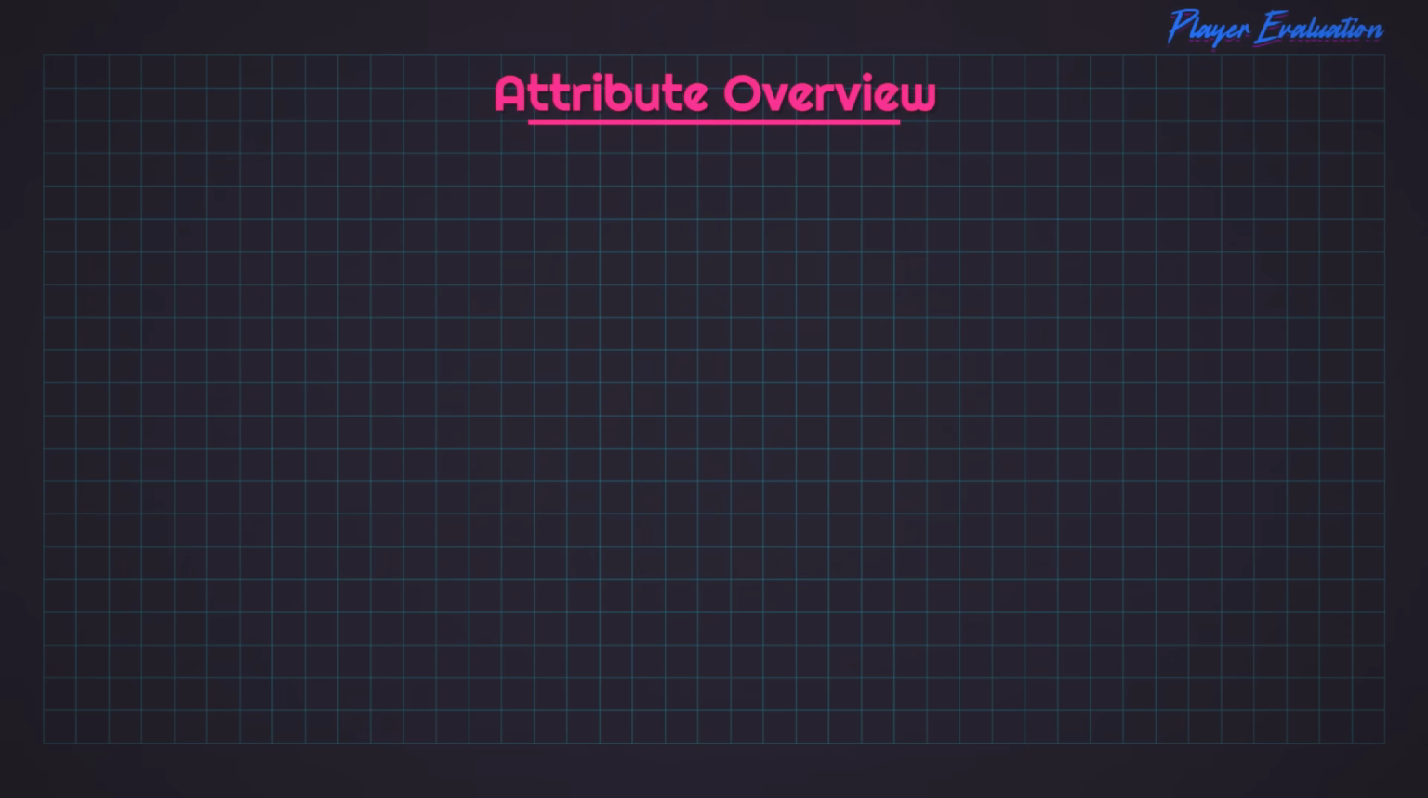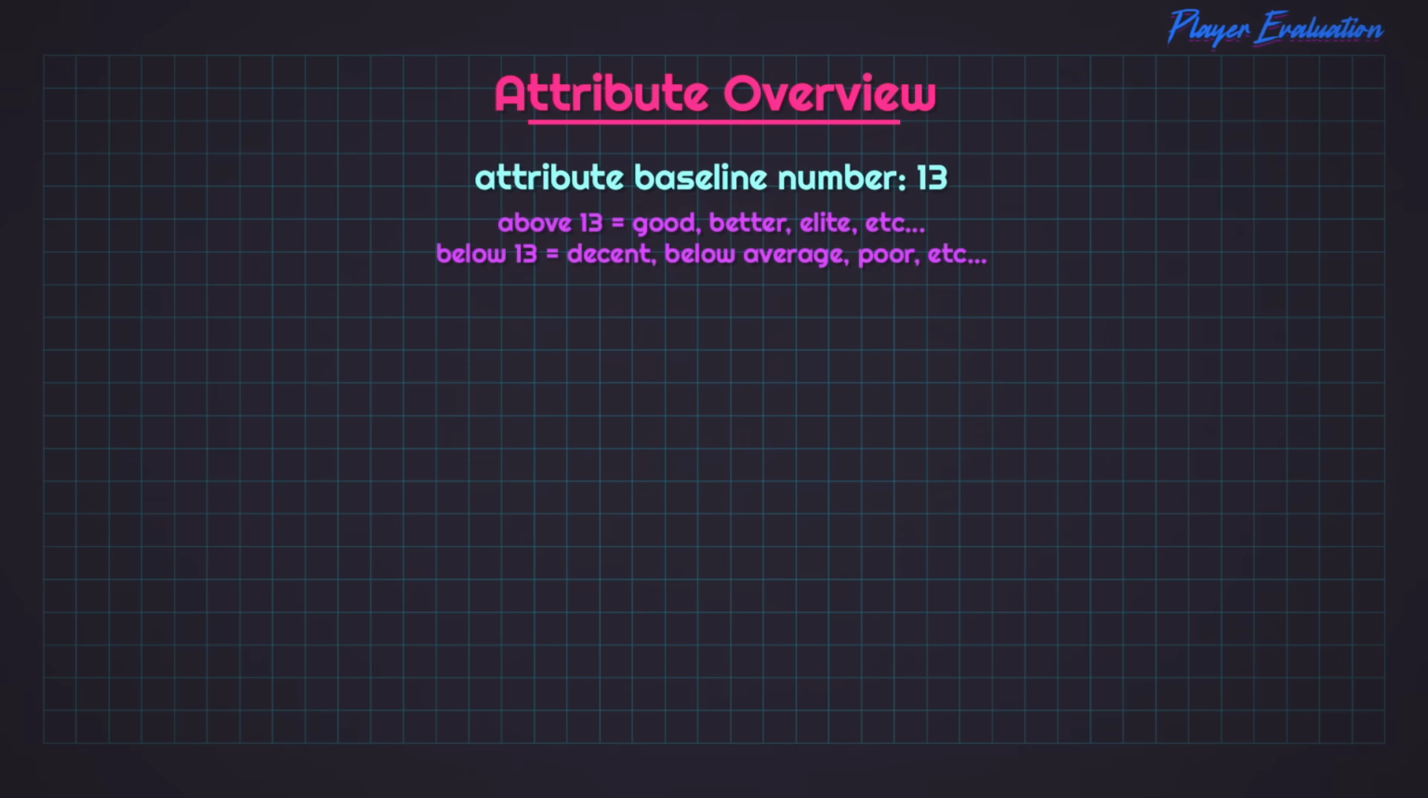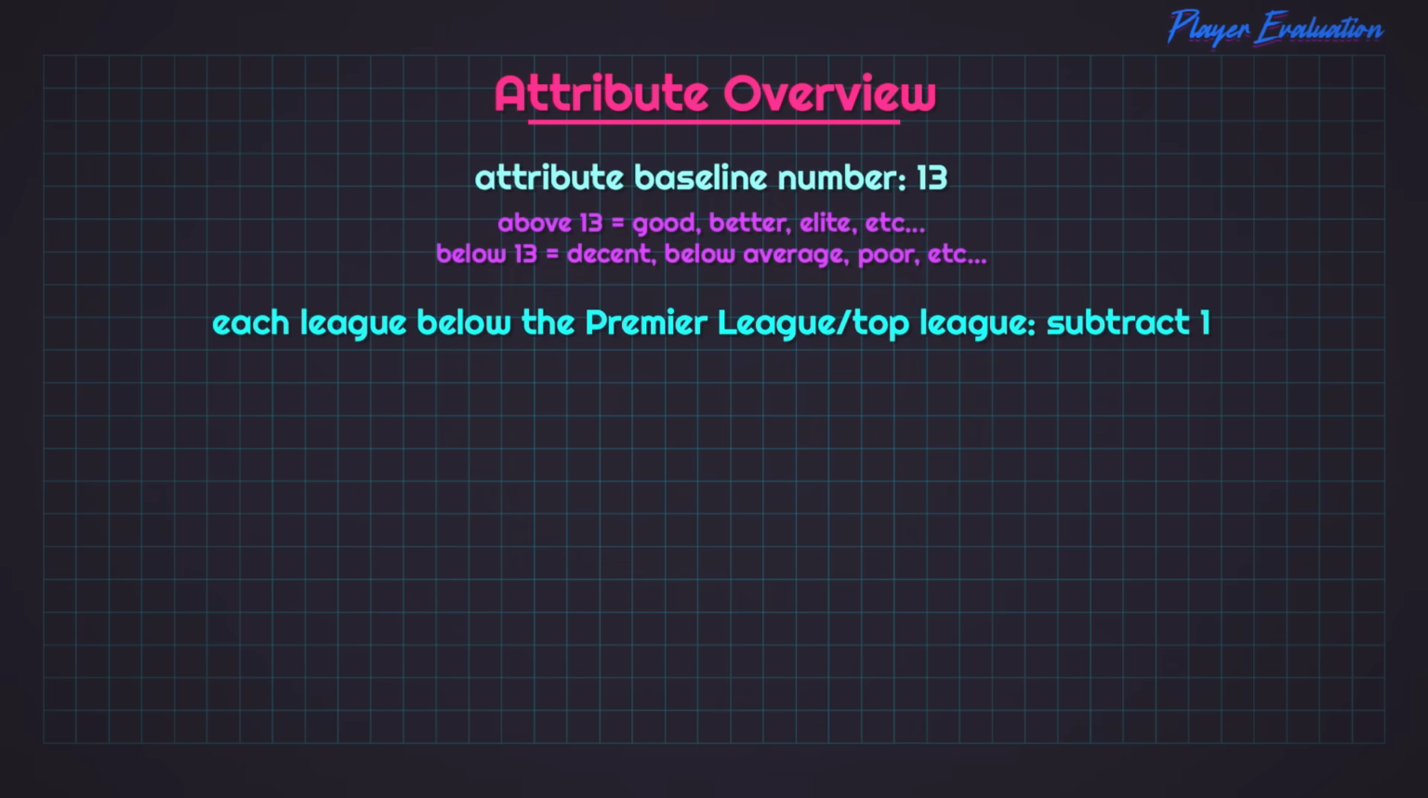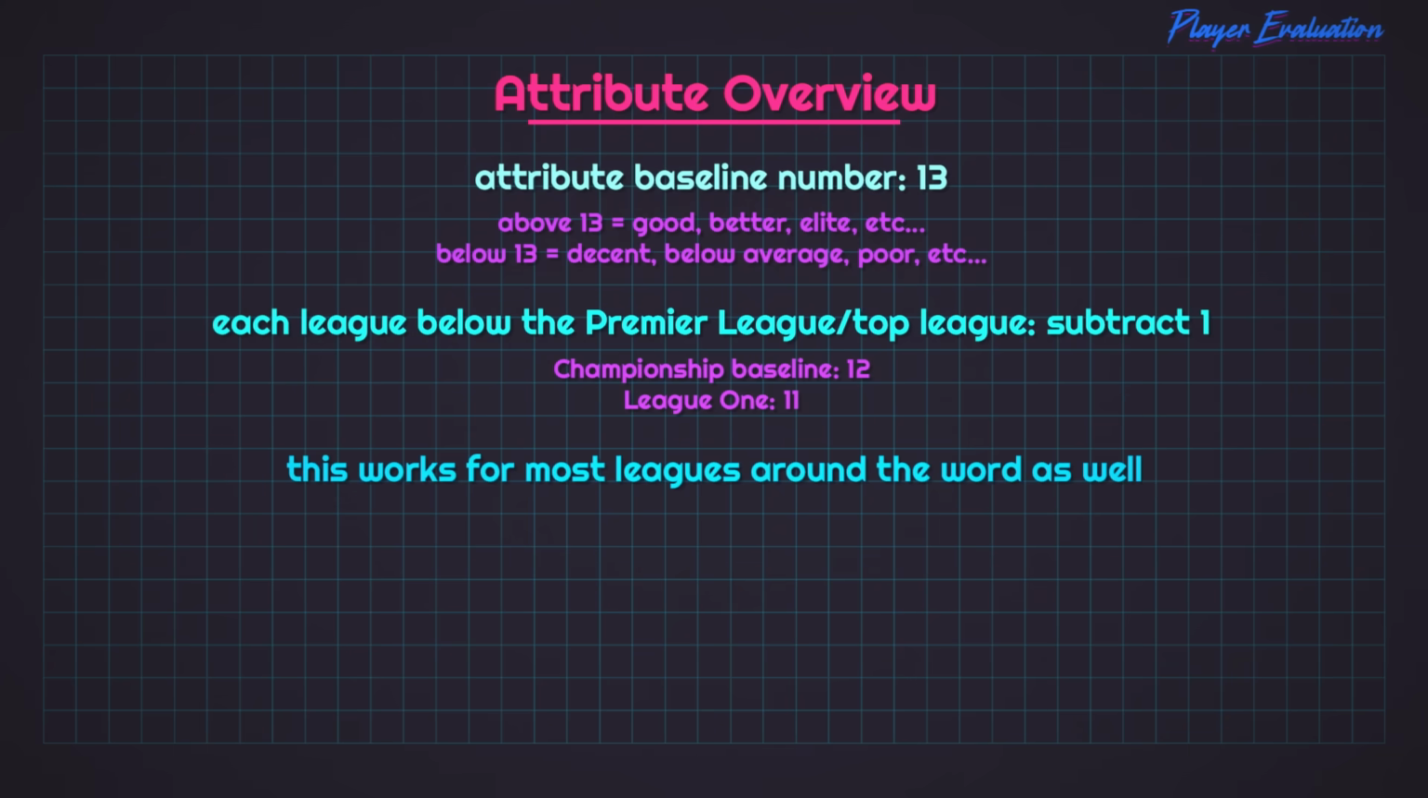And if you're wondering about attributes and what's considered good, for the Premier League or any of the top leagues around the world, I use the number 13 as the baseline. Anything above 13 is good, better, elite, and so on. Anything below 13 is decent, below average, poor, etc. As a rule of thumb, I would subtract one number for each league below the Premier League. So the Championship, 12 can be the baseline, League 1, 11, and so on. This can work for many of the other leagues around the world as well. It's not an exact science, but those baselines should get you started.